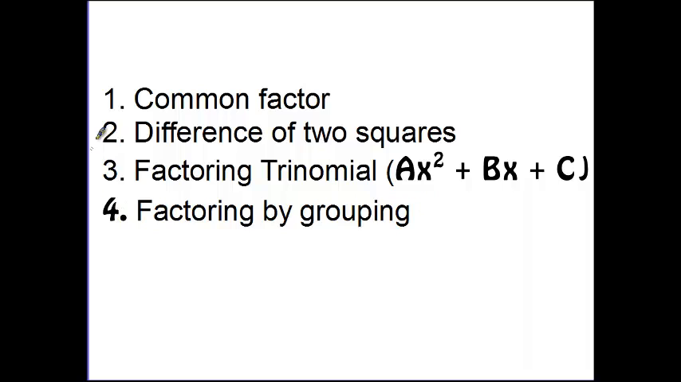So we have here 4 ways that we are going to learn on how to factor an expression. First is using the common monomial factor. Second, factoring using difference of 2 squares. Third, factoring trinomials. So this is of the form ax squared plus bx plus c. And finally, factoring by grouping.